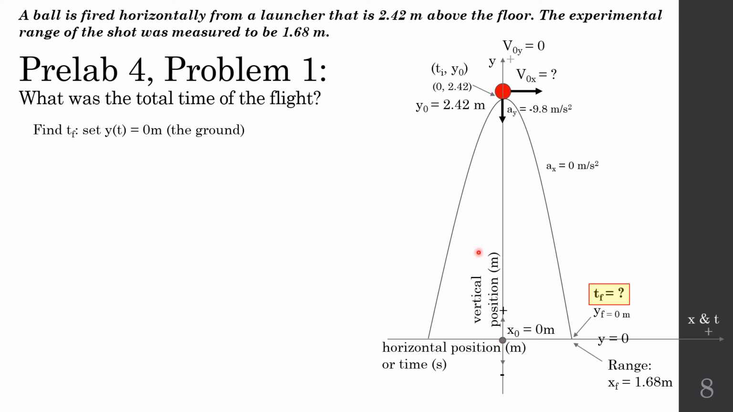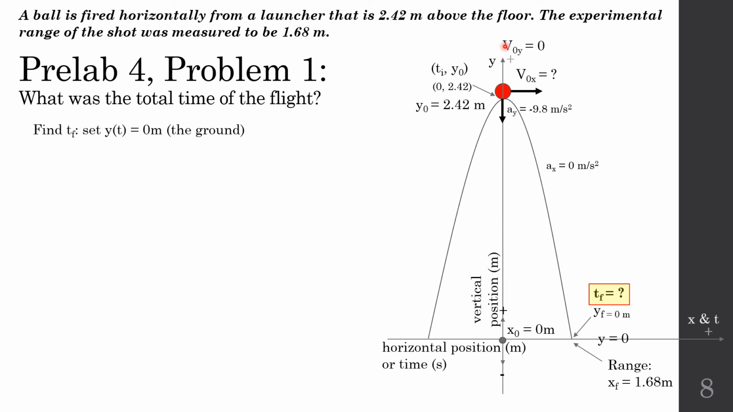Our initial position in the Y direction, as stated up here, is 2.42 meters above the ground. The initial X position, since it wasn't given to us, we're going to just say that that's 0 meters. The velocity in the X direction, we're going to be solving for that later. We don't know what that is, but we also don't need it to solve for the final time. But I just wanted to mention it and make sure that it was included in my drawing.